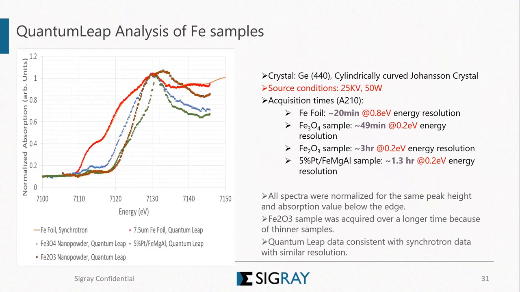And the next one is the crystal, and the conditions are shown there. There's an iron foil, an Fe3O4 sample, and different oxidation states, different materials. As you can see, the spectra are quite different. Measurements are in the tens of minutes level, and when it's 5%, it took about an hour or so.